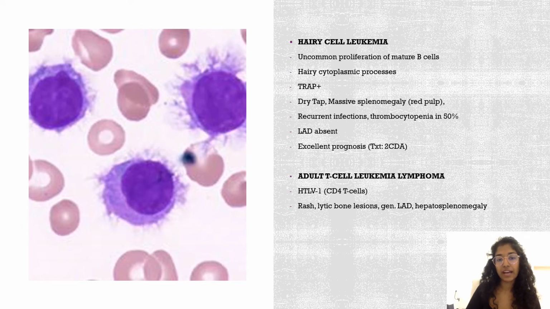You also have adult T-cell leukemia lymphoma. This is associated with the HTLV-1 virus, and it typically involves the CD4 positive T cells as opposed to B cells, which has been the case in CLL or hairy cell leukemia. This is typically characterized by a number of symptoms, including rash and lytic bone lesions, which will be characterized as a result by hypercalcemia. You'll also have the presence of generalized lymphadenopathy and hepatosplenomegaly.